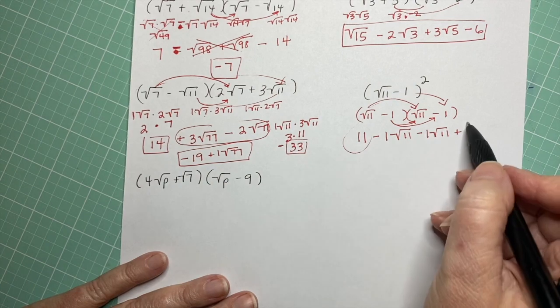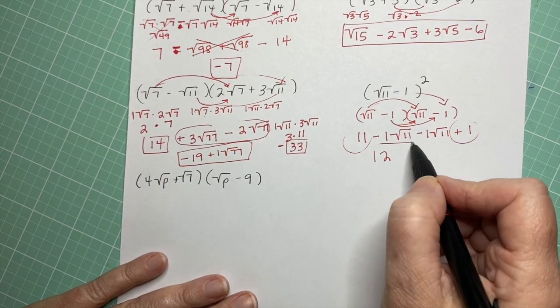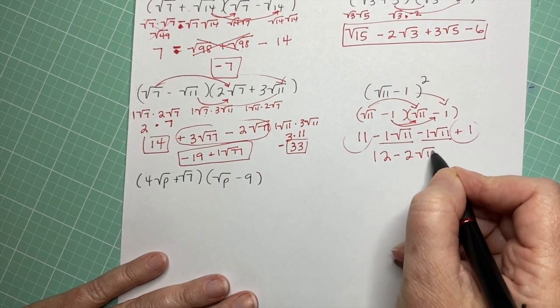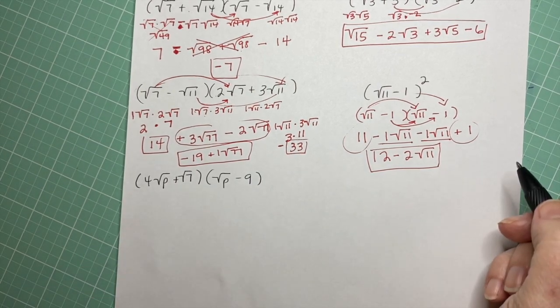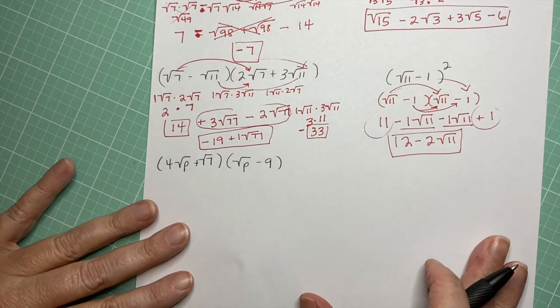So we combine our like terms. 11 plus 1 is 12. And then a negative square root of 11 and a negative 1 square root of 11 is a negative 2 square roots of 11. And that's your answer. If you put the square root first and then the number, that would be perfectly okay.